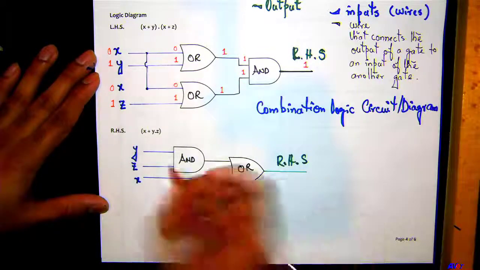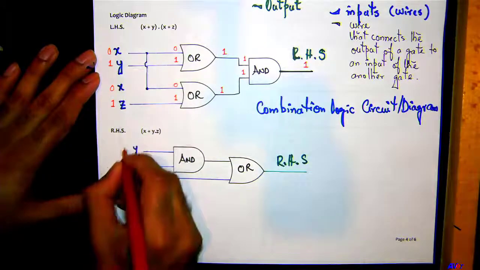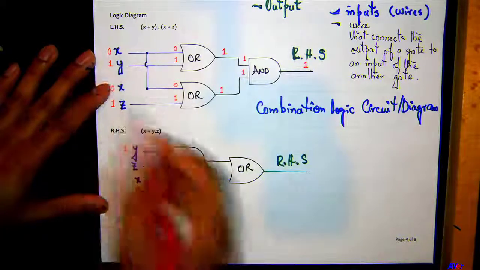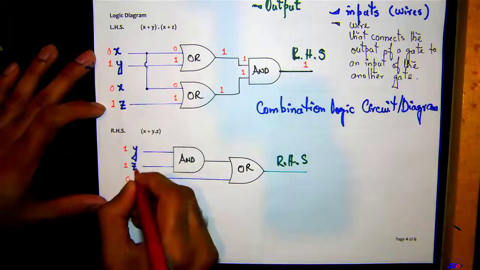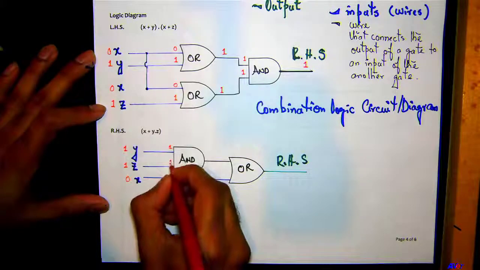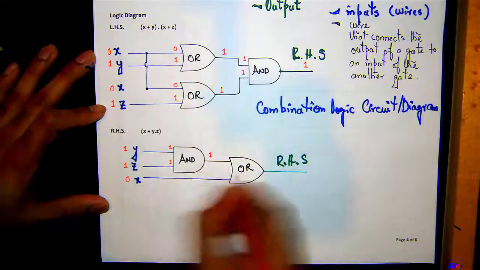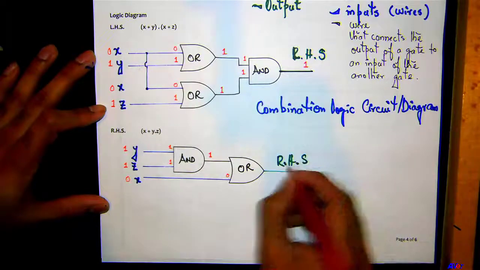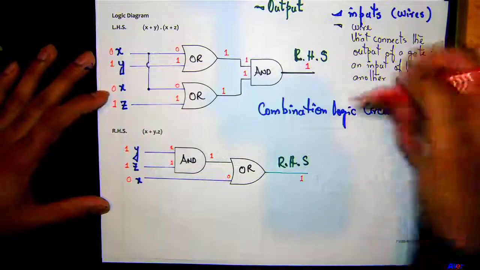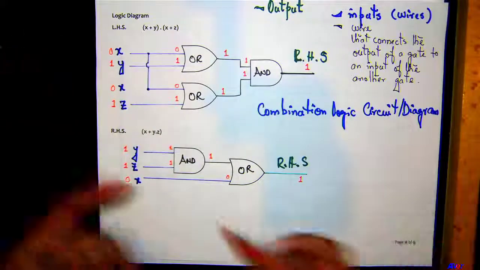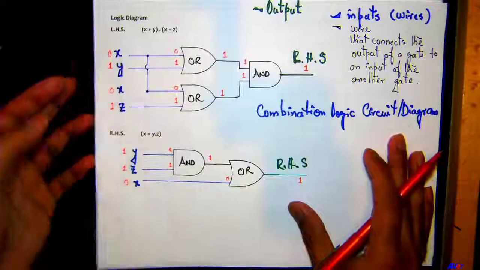Okay. Similarly, we'll do it over here. Y was 1. Same logic. X is 0 and Z is 1. 1 and 1 goes into AND gate. You get what? 1. X is 0. 0 and 1 makes 1. So you basically got the same answer using both the circuits. But we preferred this because we want to save on number of gates.